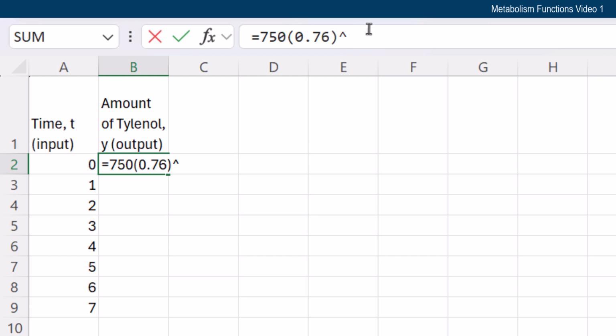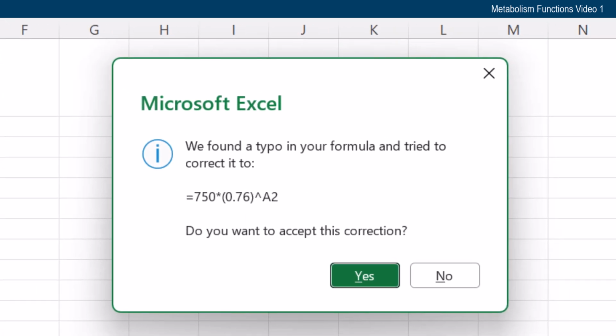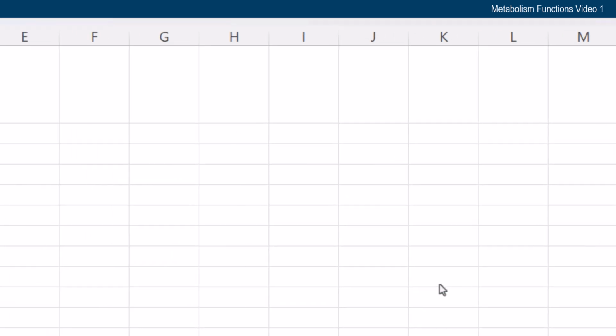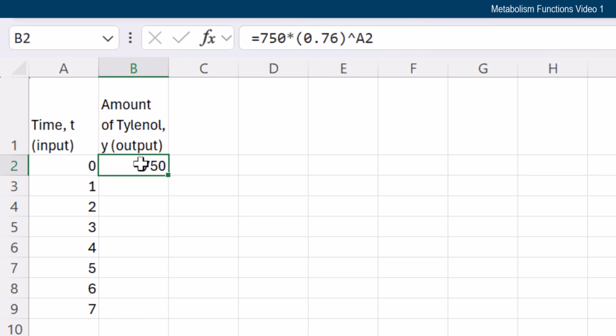So instead of raising it to the T or typing in a number, we're going to click cell A2 to represent the time of 0. And then I'm going to hit enter. Oh, this happens a lot. This is probably happening on your screen as well. What it needs is a little asterisk in between the 750 and the parenthesis. It'll probably autocorrect it, but if you need to, you can also enter it yourself. So this little asterisk right here needs to be in the formula.